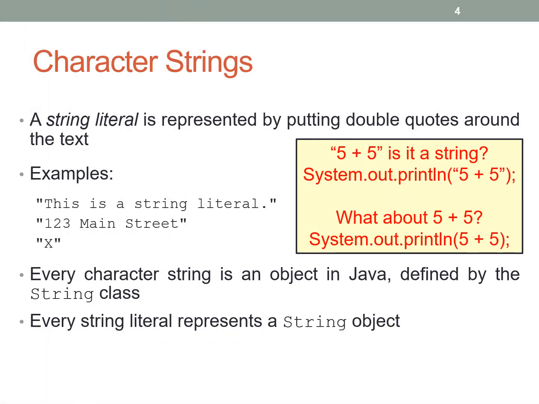See that we have "5 plus 5" in double quotes. Is this a string? This is a string. Whenever we use double quotes, whatever is within it will be a string. What about 5 plus 5 without the double quotes? If we do System.out.println(5 + 5), it will do the addition and display 10 as the output. So remember that for a string, you need to contain it within the double quotes.